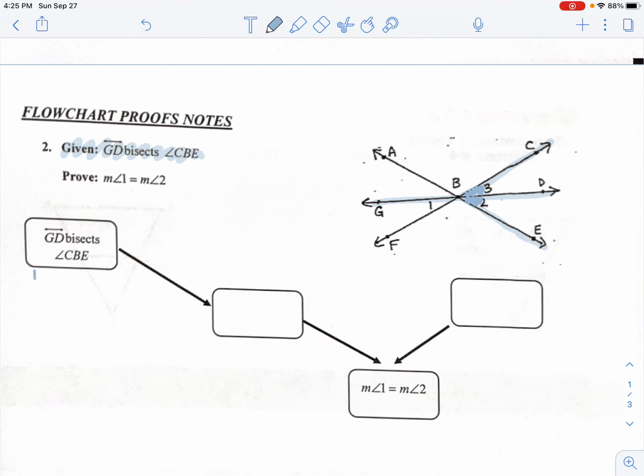So how flowcharts work? The statement goes in the box. Your reason's going to go underneath. All right, so the first one says GD bisects angle CBE. Well, how do I know they bisect? It was given to us. We're going to follow the arrows. We're going to follow the arrow here.